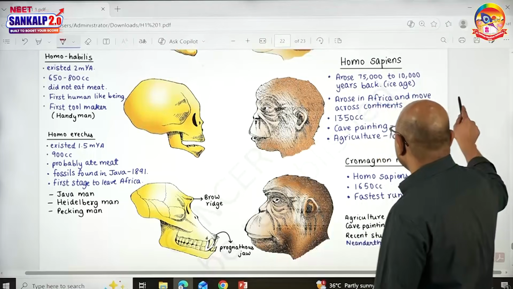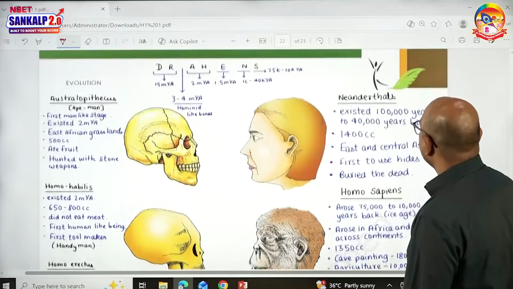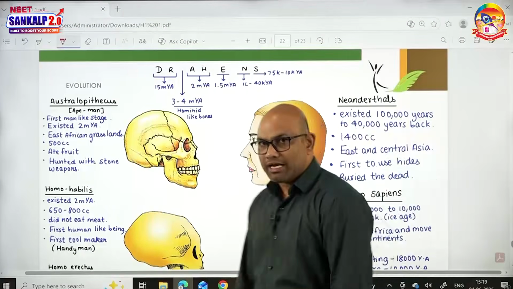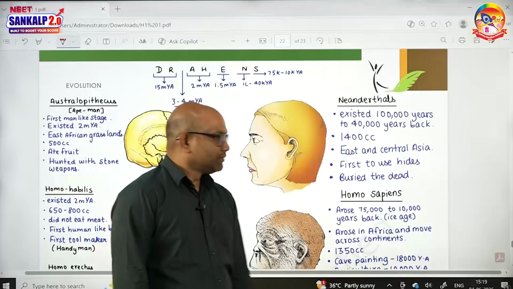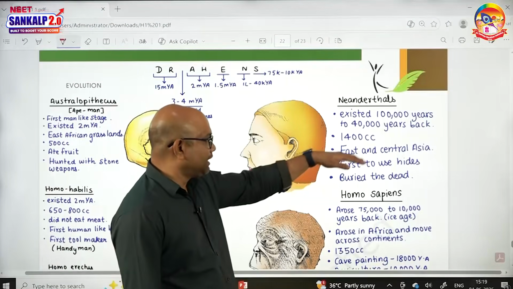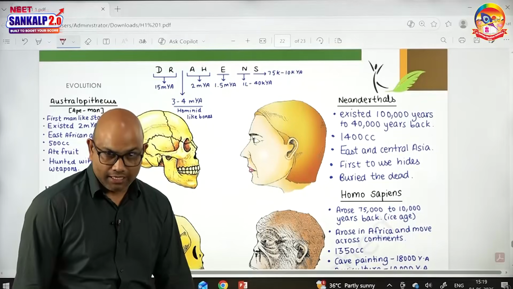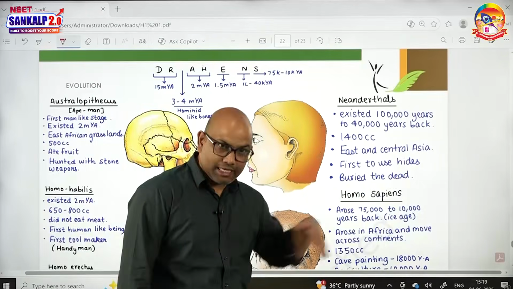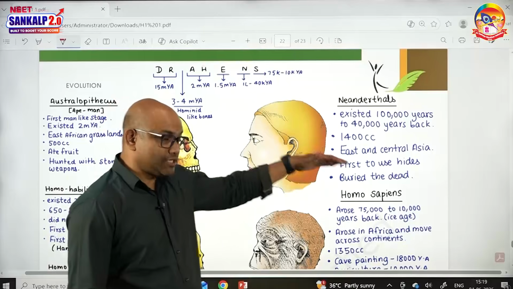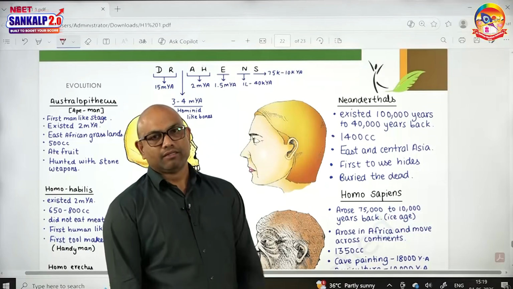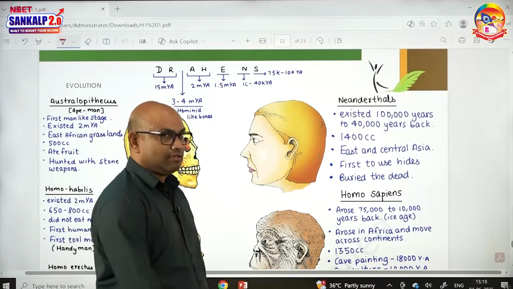After Homo erectus, the next one is Neanderthal man. Existed 1 lakh to 40,000 years ago. Cranial capacity is 1400 cc, existed in East and Central Asia. It is the first stage to use hides to cover the body. It is the first stage that buried the dead, ceremonial burial.